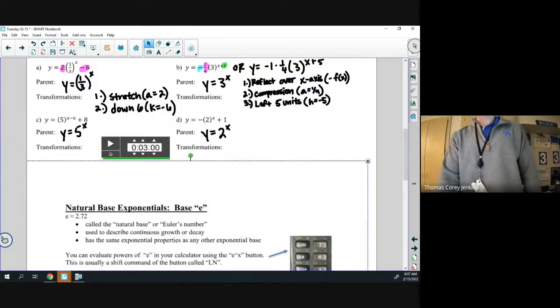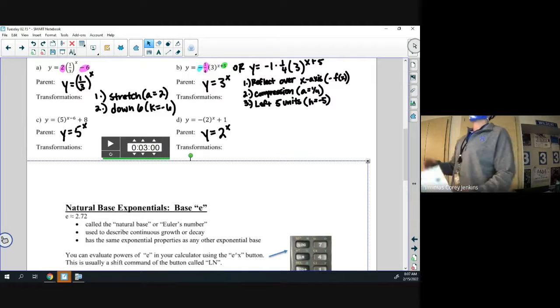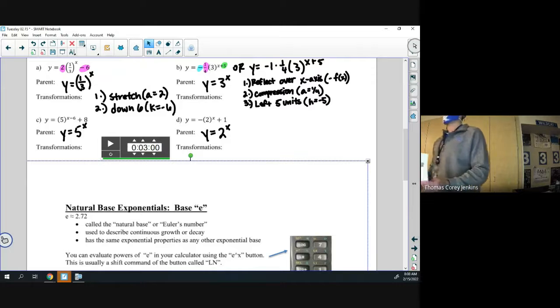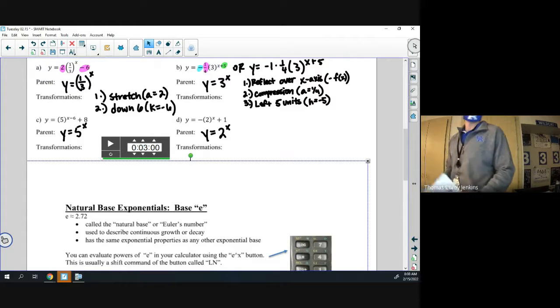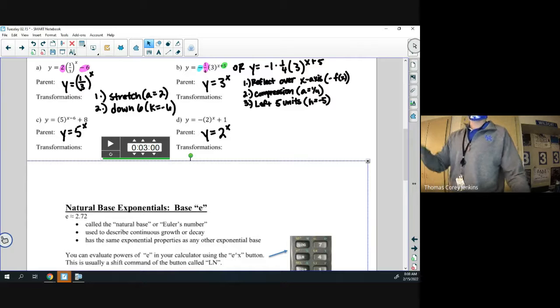So that's a good question. The question was, if it's a reflection, does that change it from growth to decay? We actually just treat it differently. We only talk about growth or decay for those ones that are above the x-axis. Once it's reflected, it's just a whole different thing. We don't really use the term growth or decay, but that's a very good question.